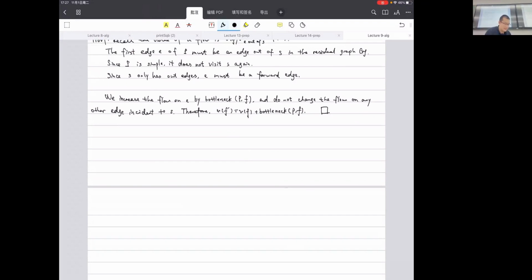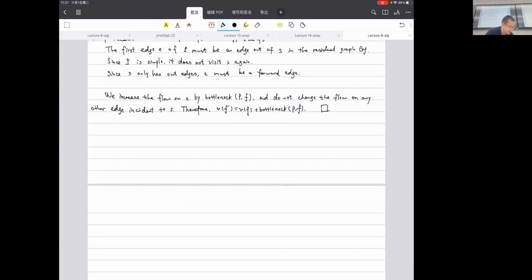So each time we do not increase by a little bit, each time we increase by a value of at least 1 here. This is a very important thing that we want to keep remembering. Then we can denote a value C to be the summation over all the e out of s of c_e. So we denote this value to be C here, the sum of the capacities of all the edges coming out of s.